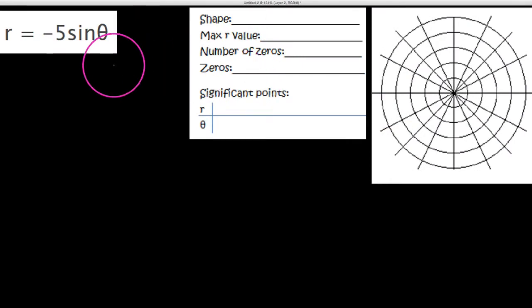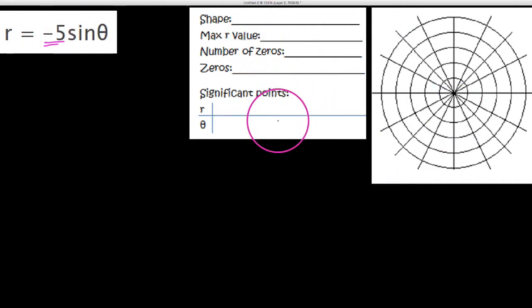Now that we've made some observations about this, I know that for r equals -5 sine theta, the maximum r value is going to have to be 5. Sine is symmetrical with respect to the vertical axis, so because a is negative, instead of opening up, it's going to open down. So let's talk about what we know here.